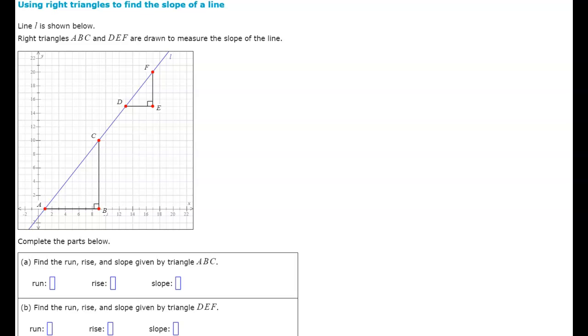Chapter 7-6, using right triangles to find the slope of a line. Welcome back, everybody. I think there's only one problem in this section, one example problem anyways.